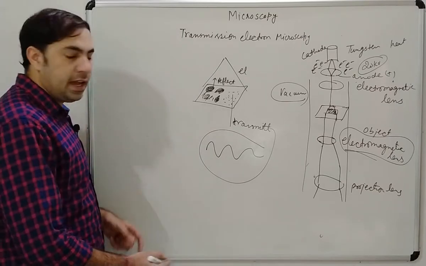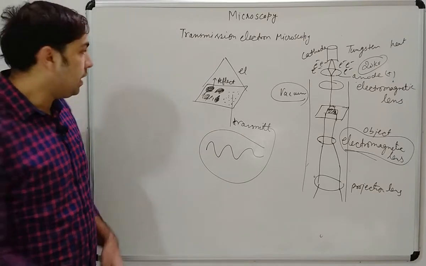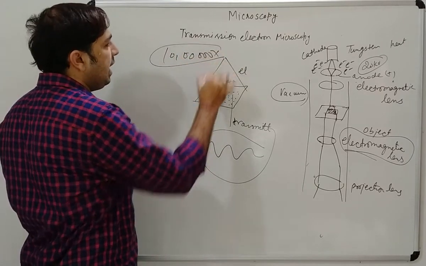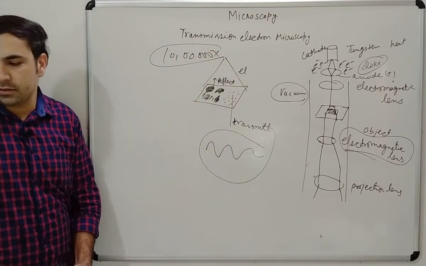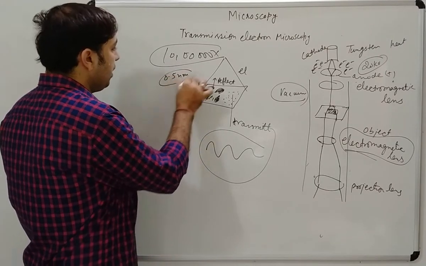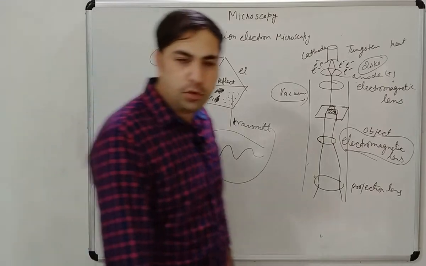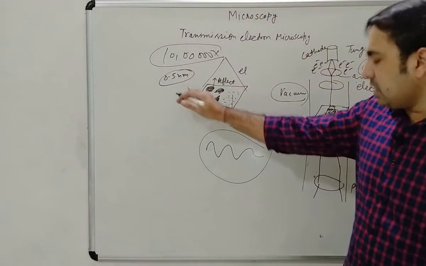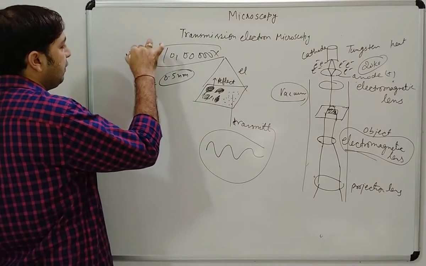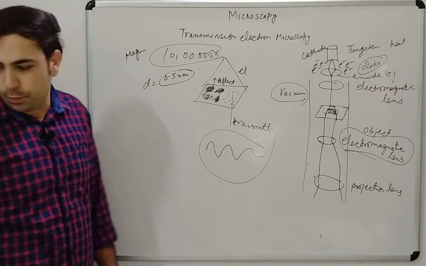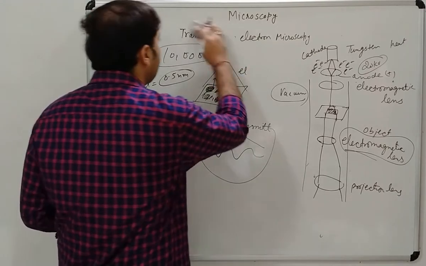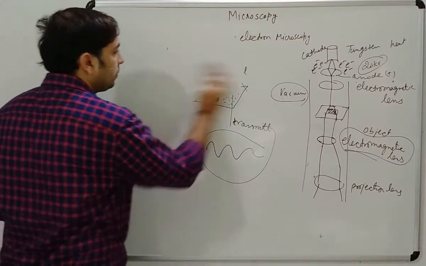Now resolution is there. Till 10 lakh x magnification, or 0.5 nanometer. Until 0.5 nanometer you can measure; this is the limit of resolution D, and this is for magnification for the transmission electron microscopy. Now we will go for scanning electron microscopy, and how the process works.